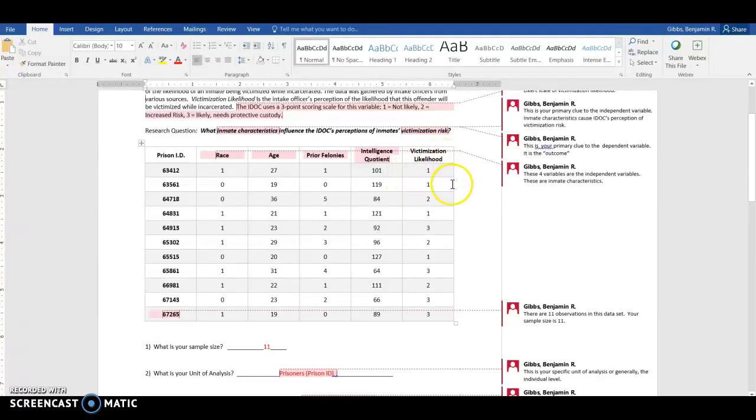And lastly, victimization likelihood, and here's the big clue, is an ordinal level variable. You can rank order an individual's victimization likelihood, as we have. The likelihood of being a victim while in prison is more so for an individual with a 3 than an individual with a 1. So we can rank order them, but you can't do math on them. There's no way to do math on a person who is likely compared to an individual who is not likely. So you just have to think of these numbers as categories.